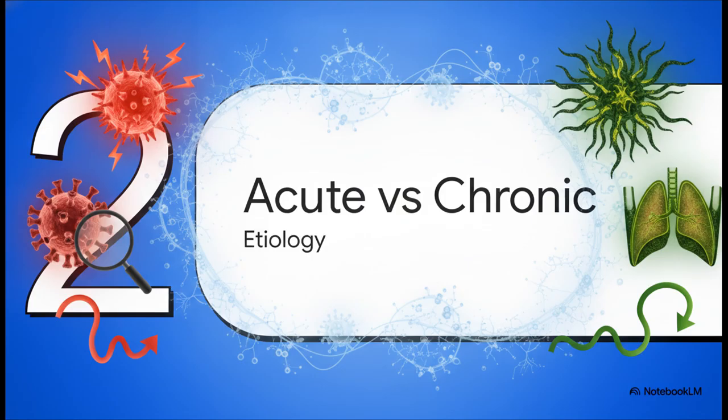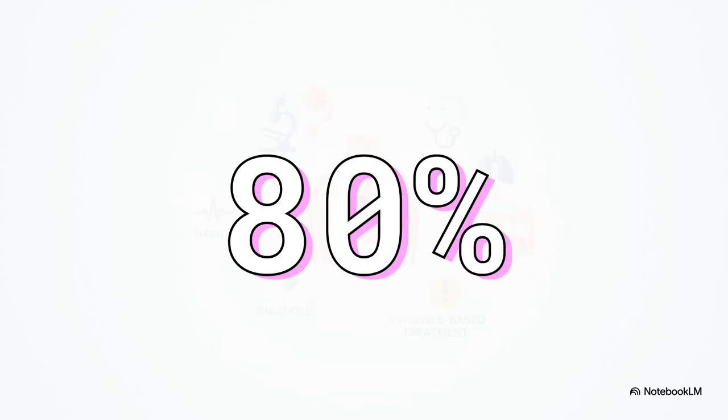Moving right along to Section 2, acute versus chronic etiology. Look at this statistic. More than 80% of acute laryngitis cases are strictly viral. We're talking about the usual culprits here: rhinovirus, influenza, parainfluenza, and adenovirus. I really want to drill this home right now, because this single, undeniable stat completely dictates why certain treatments work and why others fail miserably.